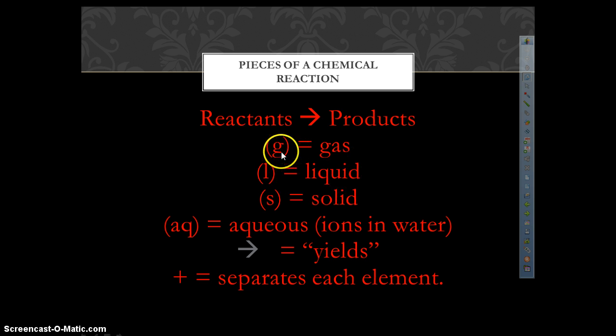But you have to list what state they're in. So for example, G would follow any formula for a compound that is a gas. You would put G in parentheses literally right behind that formula. And we'll look at that in a minute. Same thing for liquids and solids. You have an L and an S.